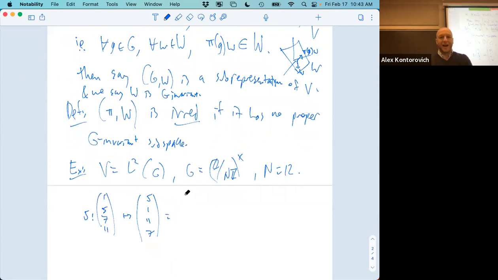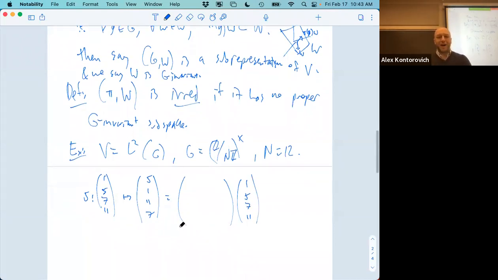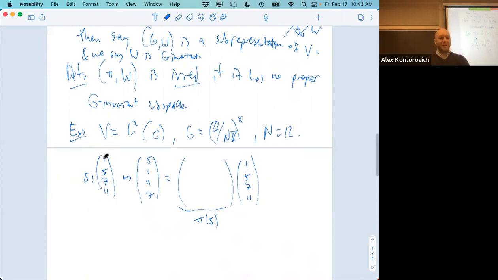I mean, we could write this as a matrix. Maybe all of these viewpoints are useful. So this is pi 5, pi 5 in the group basis. Pi 5 sends 1 to 5. It sends 5 to 1. It swaps 7 and 11.